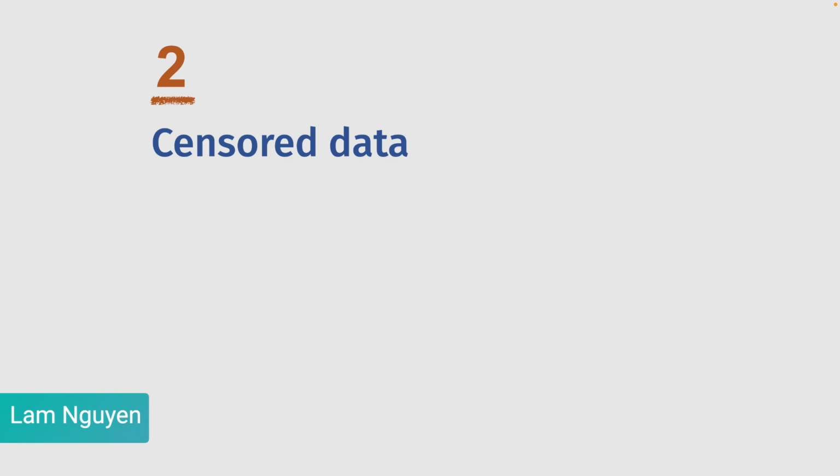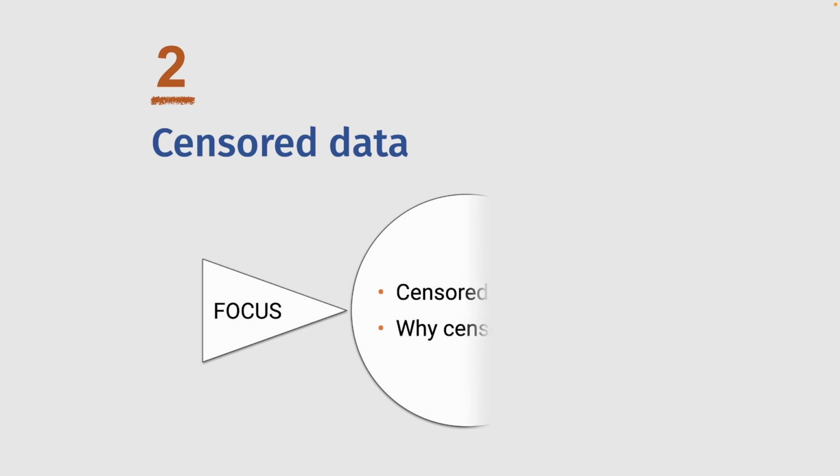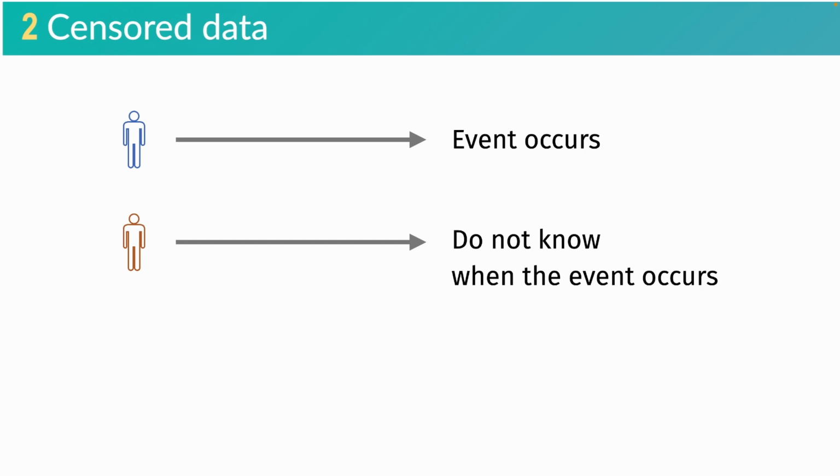This video is about censored data. In this section, we will focus on what censored data are and why we have censored data. When you collect data for performing survival analysis, you will know the time until the event occurs for some observations. However, for some observations you may not know when the event of interest occurs. However, it is still useful to have that data for the analysis. These data types are called censored data.